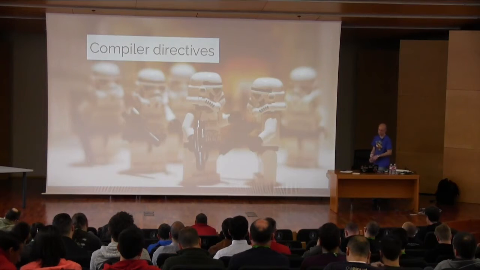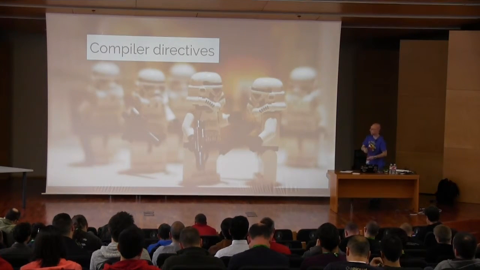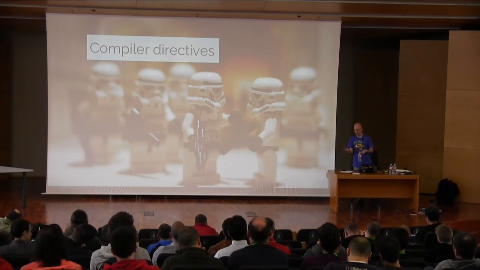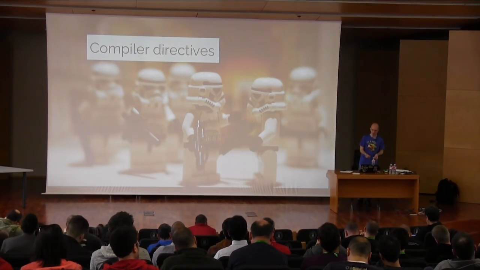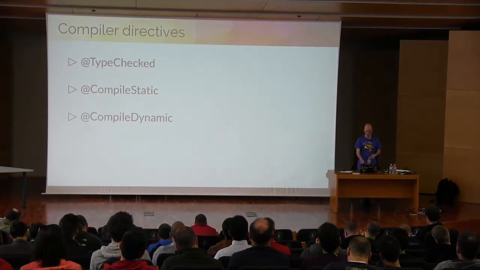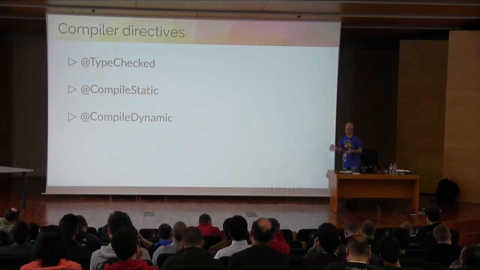Now, compiler directives. These annotations have a direct impact on the semantics of the code, instead of just generating code. With these annotations, we can change the behavior of the compiler or the program at compile time or runtime. We have these three. These are the most important.